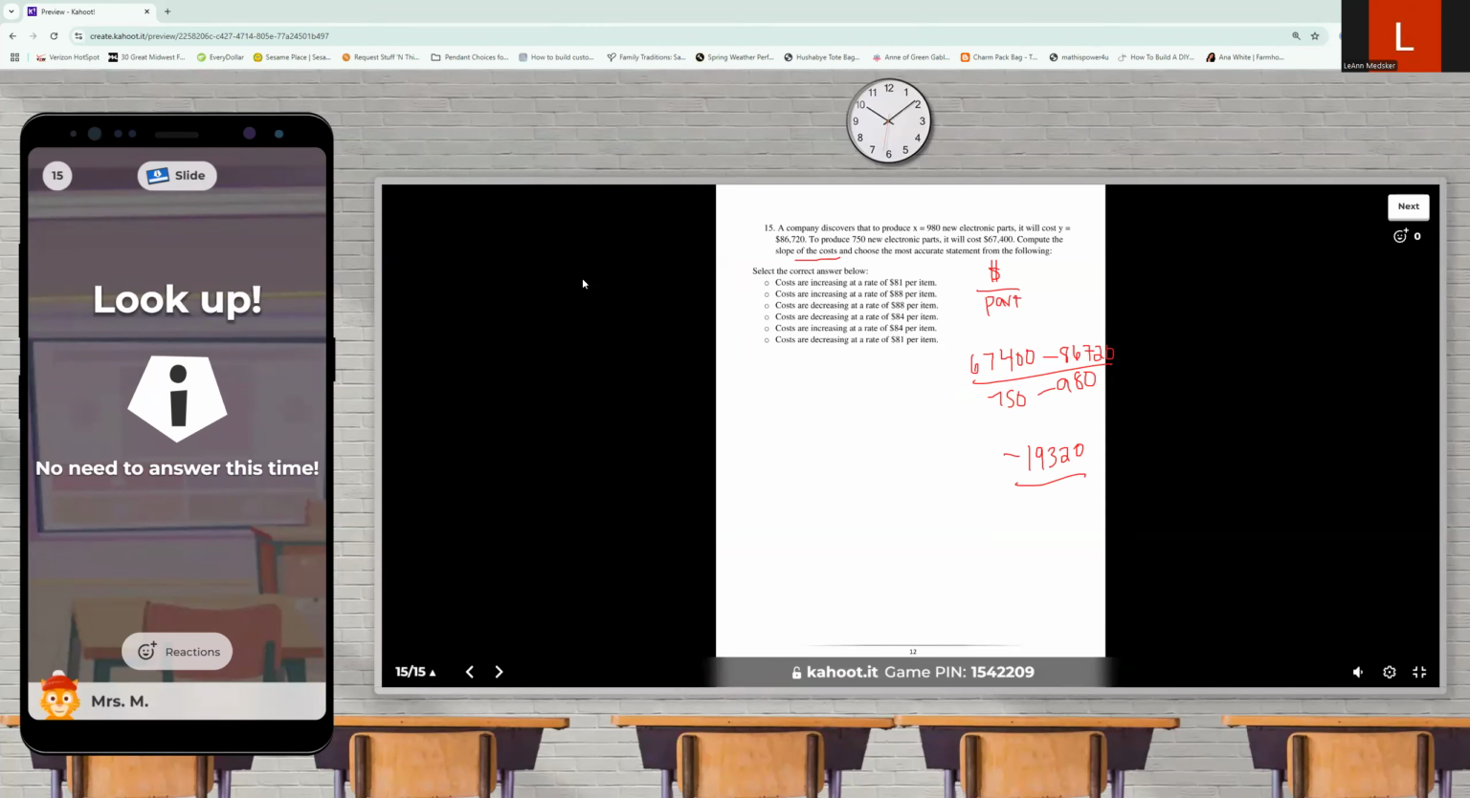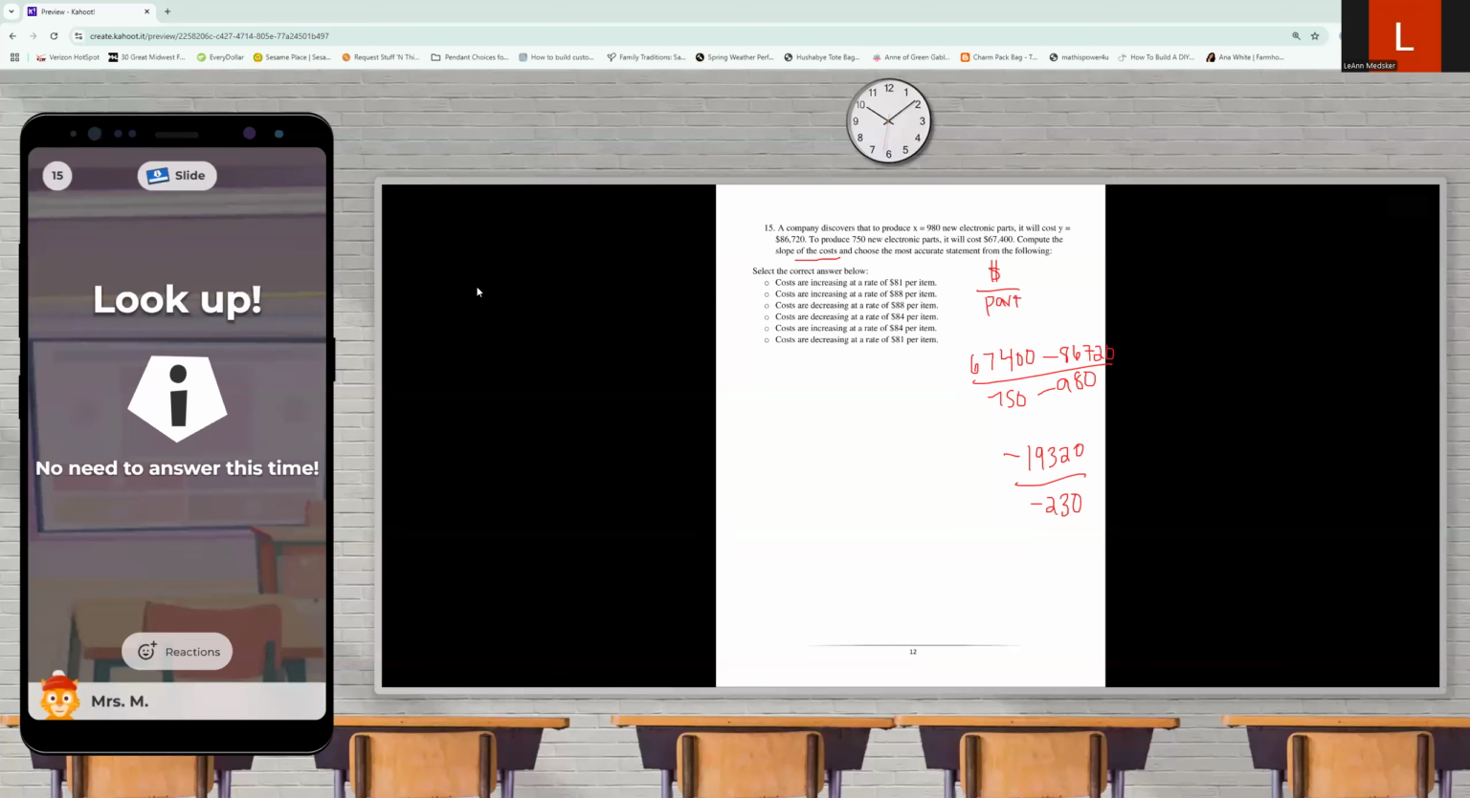Now notice this is negative on top and bottom. So when you divide, you're going to get a positive, but I need to do the division. So negative 19,320 divided by negative 230. That's positive 84. So 84, and this would be dollars per part. Okay, now that's positive, so that's an increase. So I can go ahead and throw out any statements where they say decreasing, since that would have been a negative slope overall. So costs are increasing at a rate of $81 per item, $88 per item, or $84 per item. It's this one right here.